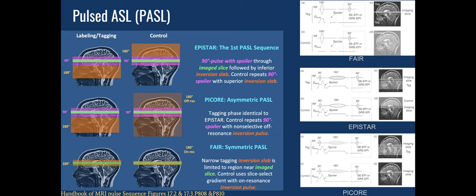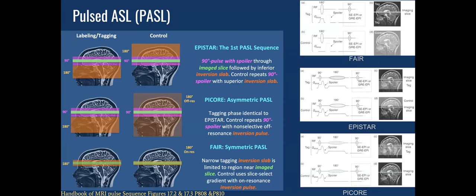PICORE is a variation of EPISTAR, but it uses a different control sequence than that of EPISTAR. The advantage of PICORE is that the asymmetry in magnetization transfer effects is compensated in PICORE, but not in EPISTAR. The disadvantage of PICORE, however, is that it's less robust against eddy current effects than EPISTAR because the control sequence uses a different gradient waveform from the tagging sequence.